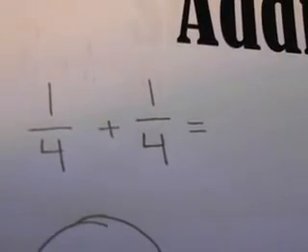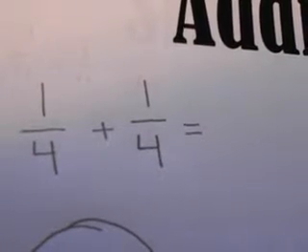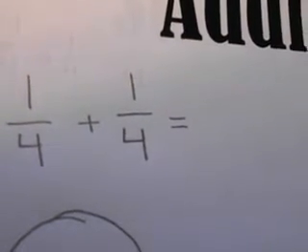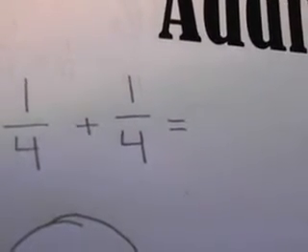We have 1/4 plus 1/4. The first thing you always have to do when adding fractions is to find out if you do have a common denominator. In this case, we do. Our common denominator is 4, so we can skip that step. The second step is to add the numerators.